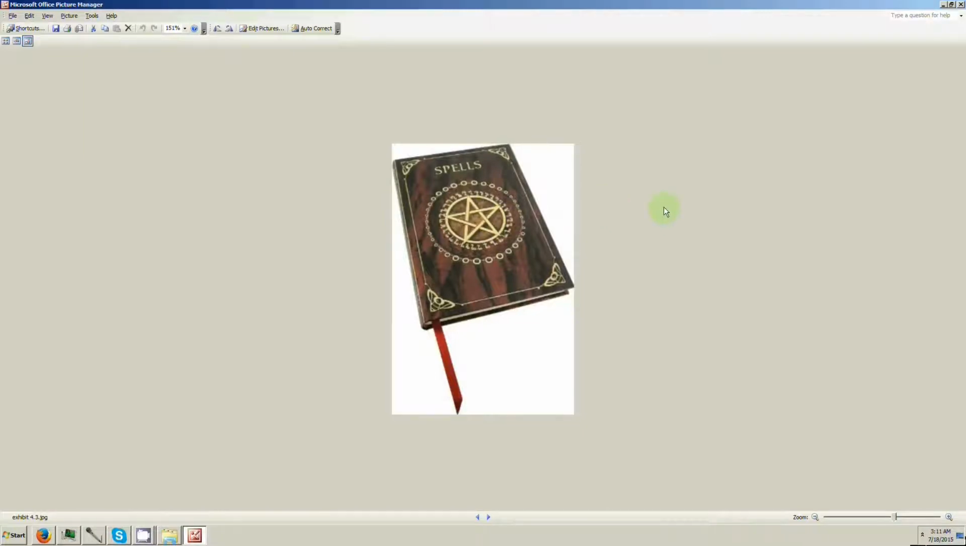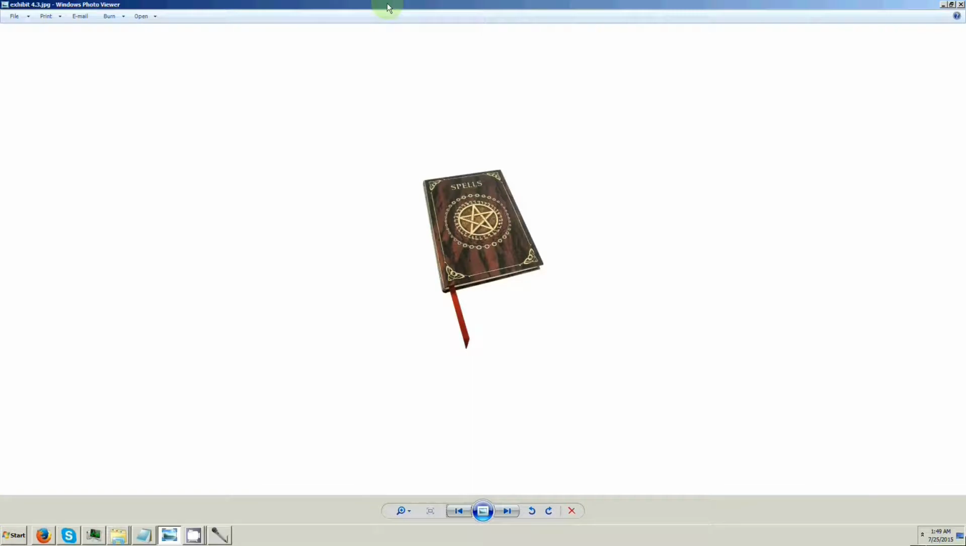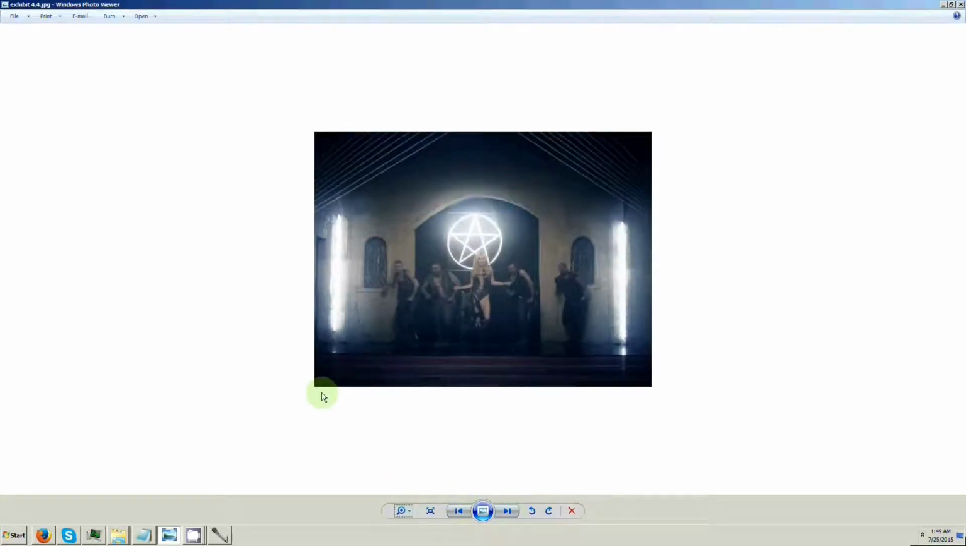In fact, the symbol has multiple meanings, one of which is the astrological star pattern of Venus, as seen from the Earth. It's called the pentagram of Venus because it has five lobes where Venus makes its closest approach to Earth. Being associated to magic, it's obvious that the entertainment industry would use this symbol in their music videos, movies, video games.